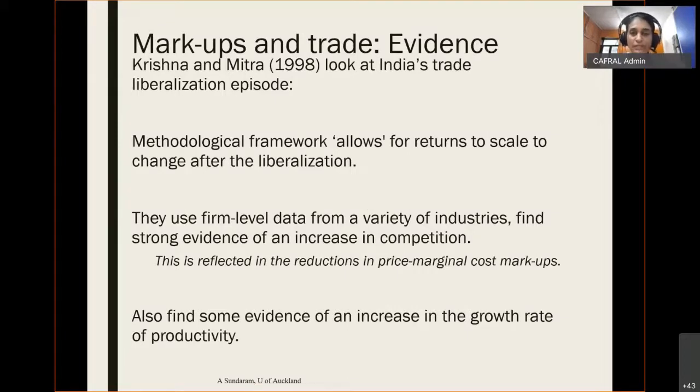Now, just broadly for most countries, what you find is that with trade liberalization, there is some evidence of impact on productivity. There's evidence that average costs go down. So there's evidence for the pro-competitive effects of trade as well. So you find evidence for both productivity improvements and changes in markups with trade.